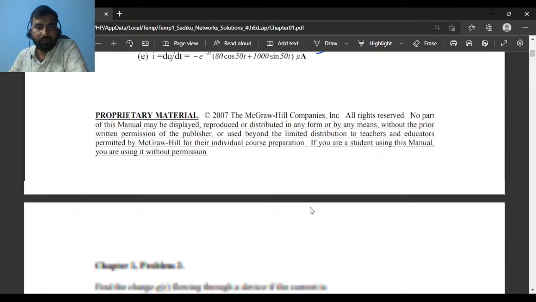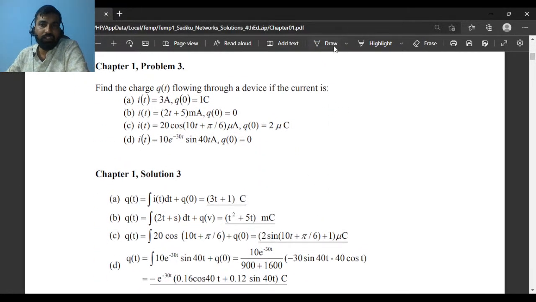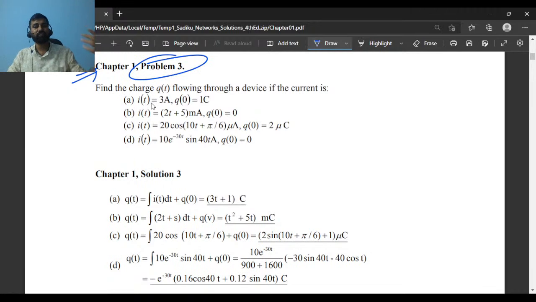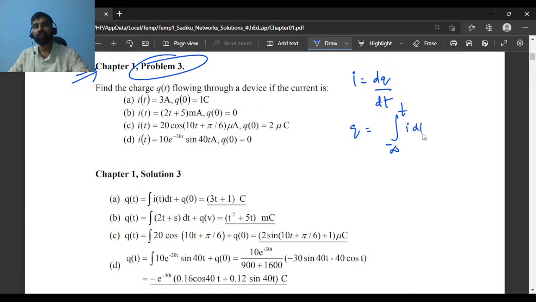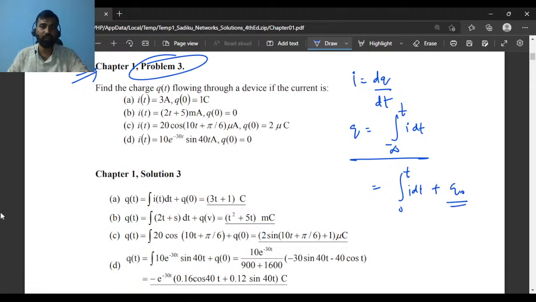The next question is very easy. The next question you can take here is chapter 1, problem number 3. They have given the current, and you have to find the charge. You know that current is defined as dq by dt, so charge is defined by the integration of the current, from minus infinity to t of i dt. If you start from 0 to t of i dt, you have to add some q naught. You can write it like this.